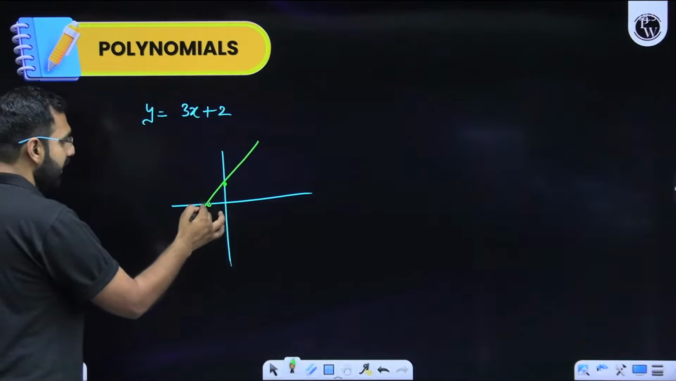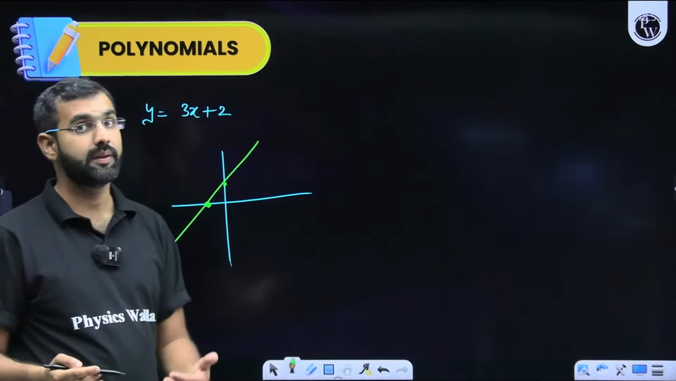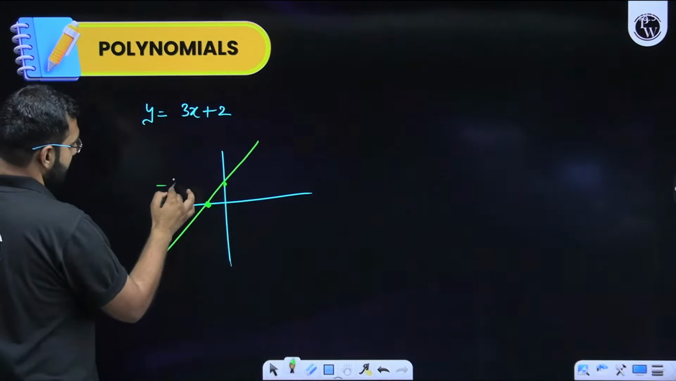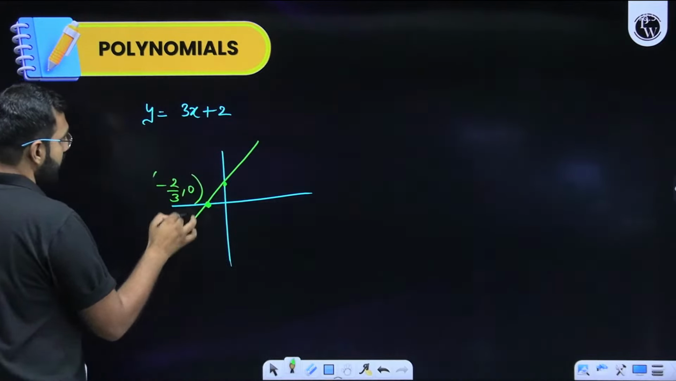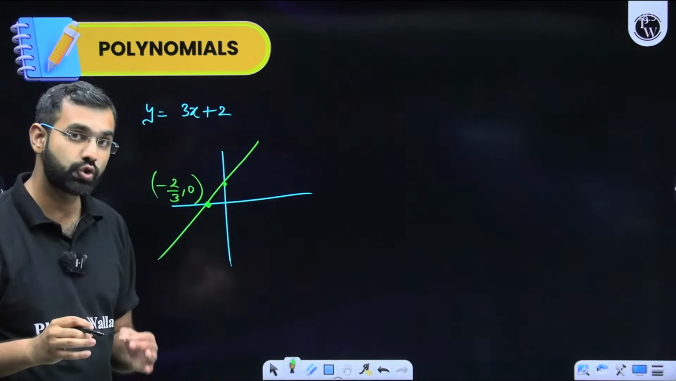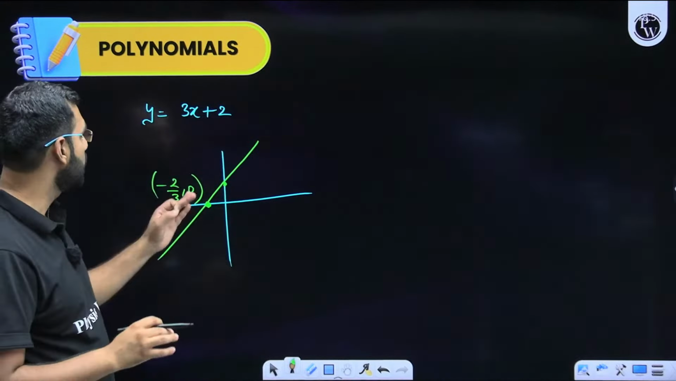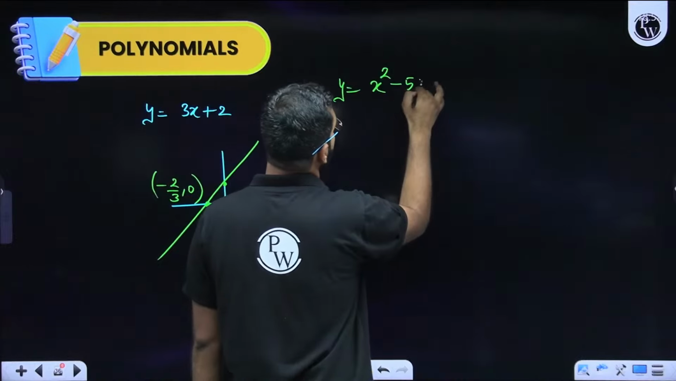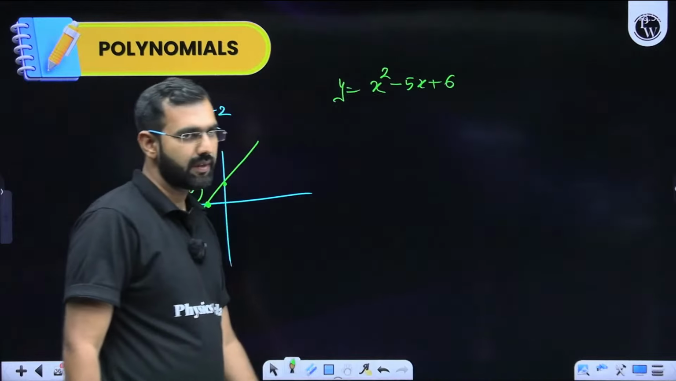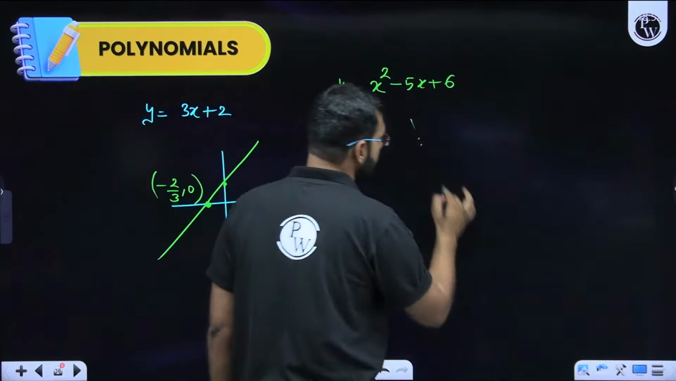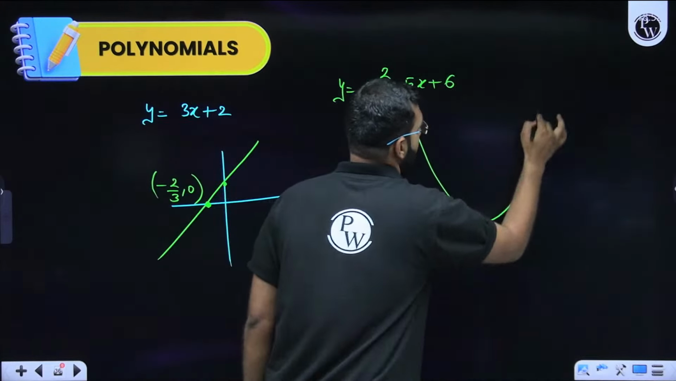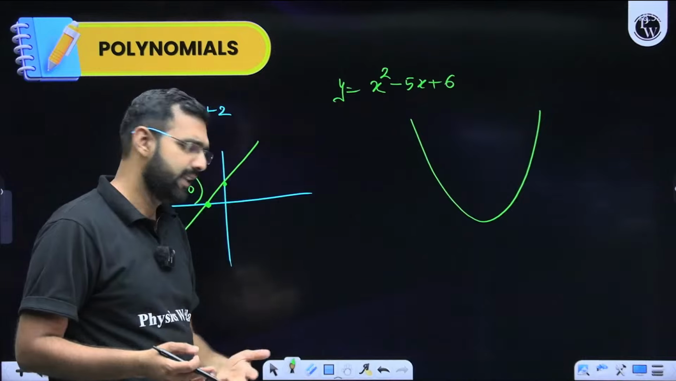So the point where it intersects the x-axis is said to be the root of the equation, which means it is intersecting the x-axis at minus 2 by 3, 0, which means this minus 2 by 3 is said to be the root of this equation. Let's say if I am talking about a quadratic, x square minus 5x plus 6. I hope you know that. So here it will be a parabola. The way we have linear as a straight line, quadratic always gives you a parabola. It will be an upward facing parabola. We'll talk about this when we talk about quadratics in the bridge course only.